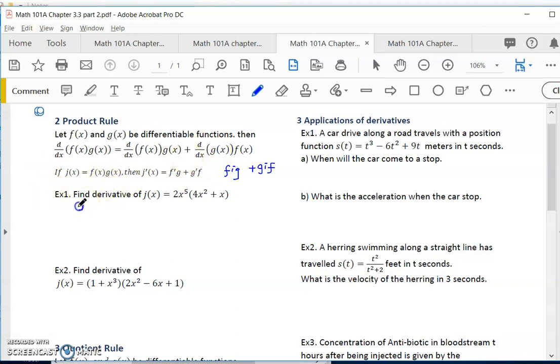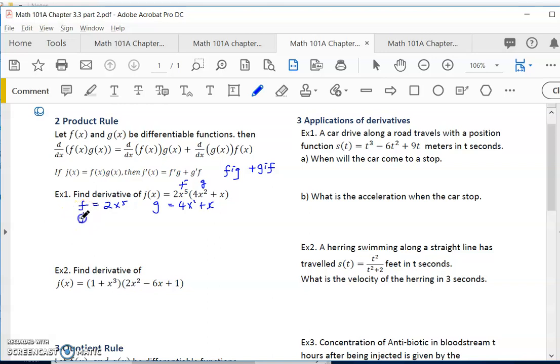So I would write the f here equal to 2x to the 5. Just remember this is f and this is g. It's up to you. Okay. And then you have g here, g equal to 4x squared plus x.